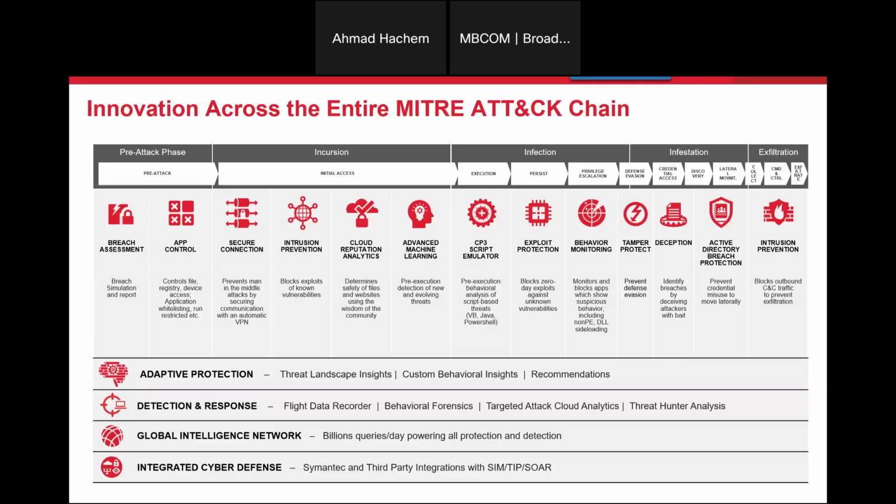And again, on a different phase, the intrusion prevention helps in the exfiltration phase by monitoring outbound communications and helping in blocking any command and control traffic to prevent data exfiltration. So mainly all these technologies work together and share information from one layer to another, so they can make the intelligence and protection of the previous layer better.